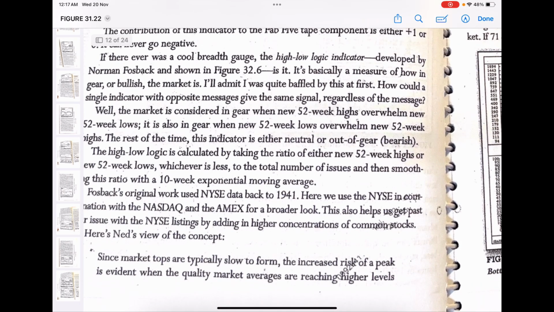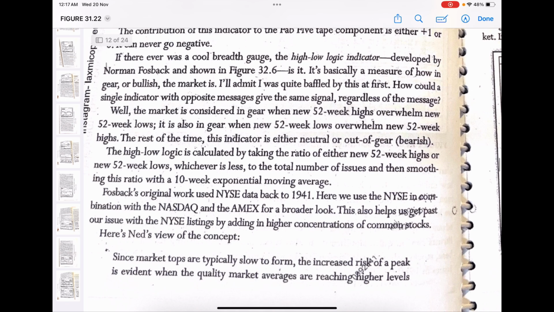All right, let's also read about it. Let's read about Norman Fosback. It is basically a measure of how in gear or bullish the market is. So, in gear, what do you mean when you say that the market is in gear? It means that the market is accelerating towards the upside, or the market is going up. That is what is known as in gear, or bullish.